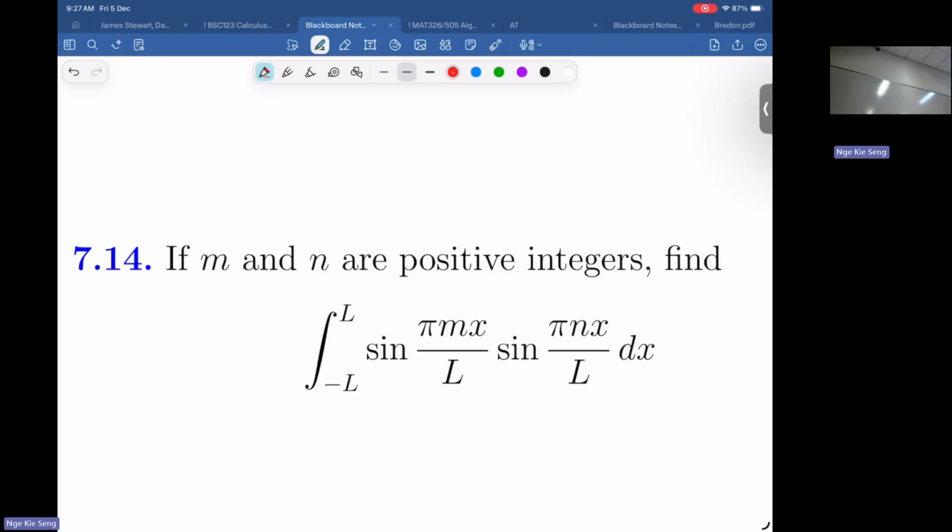So can you see that 7.13 is just a special case of this? When l equals pi, the pi and pi cancel, it's just mx. So this is a more general situation. Maybe I can let you calculate it yourself, but do you want to guess the answer?